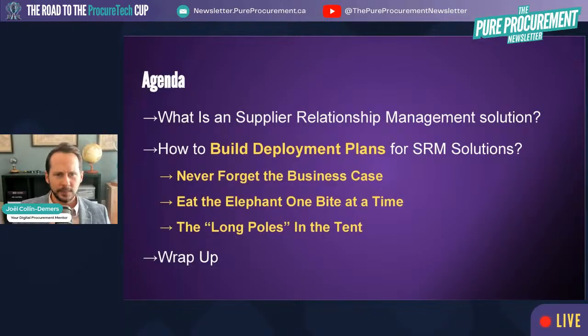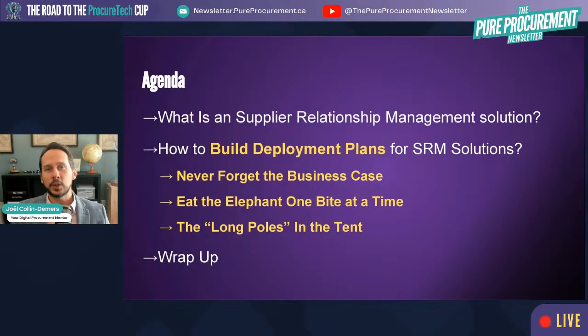So that being said, that's the housekeeping behind us. Let's look at the agenda for today. We're talking about building deployment plans for SRM. So let's just level set first. What is an SRM solution? What's a supplier relationship management solution in the scope of our discussion?